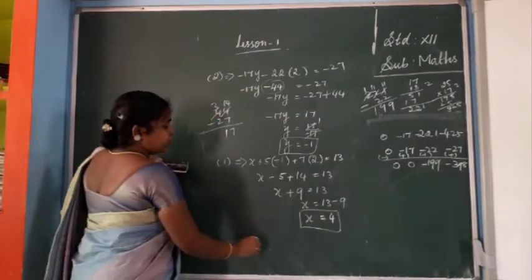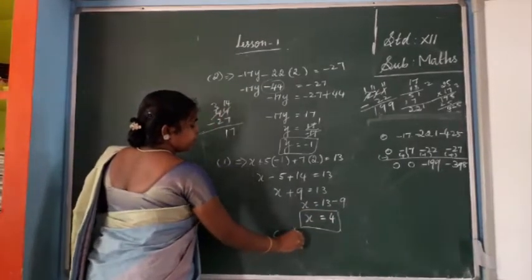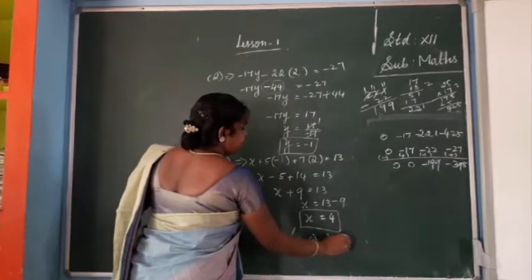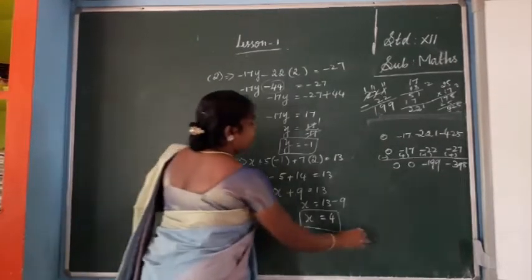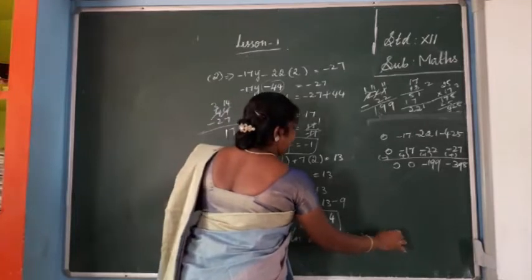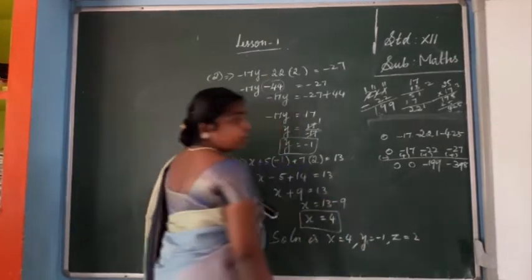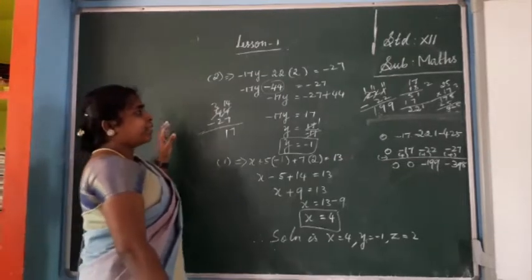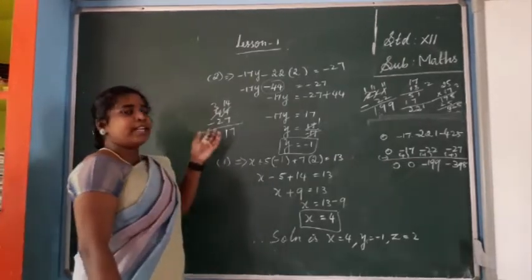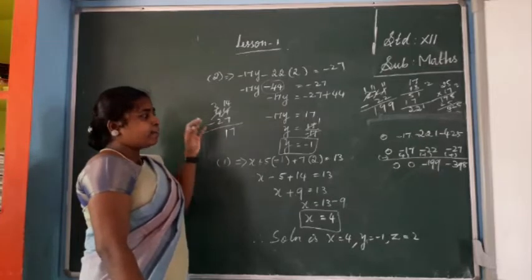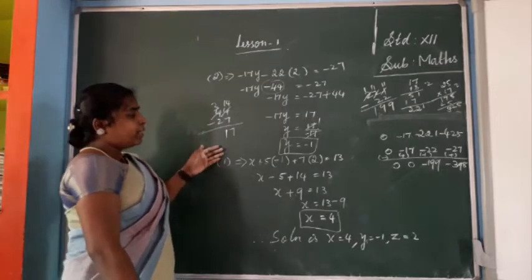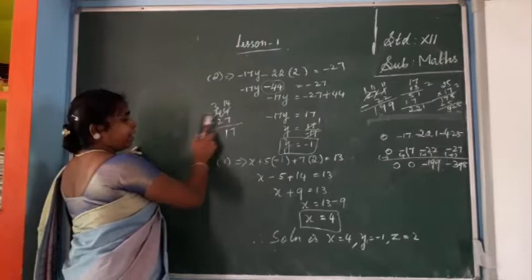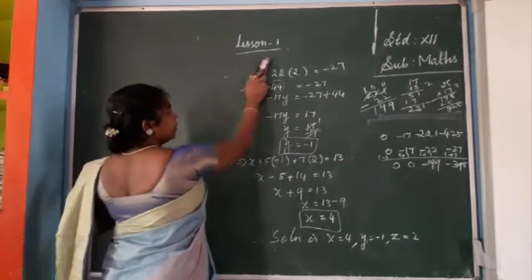Okay. Therefore the solution is x equal to 4, y equal to minus 1, z equal to 2. Okay, so this is the answer. Do you understand the Gaussian elimination method? First step, you have to write the augmented matrix A bar B. Next, you have to convert it into echelon form. Next, use back substitution and find the unknown values. Okay.